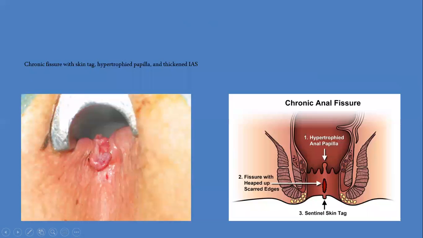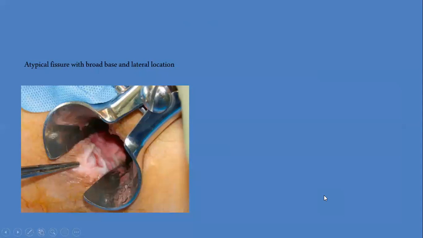This picture shows a patient with acute anal fissure; there is only the ulcer, and if we notice, the edge of the ulcer is clear. Here there is a chronic anal fissure: there is scarring and fibrosis of the ulcer, there is a skin tag, there is thickening of the internal anal sphincter, and here there is a hypertrophied anal papilla. This schematic illustration demonstrates the ulcer, the hypertrophied anal papilla, and the skin tag. This is an atypical fissure, broad based and in a lateral location away from the midline.